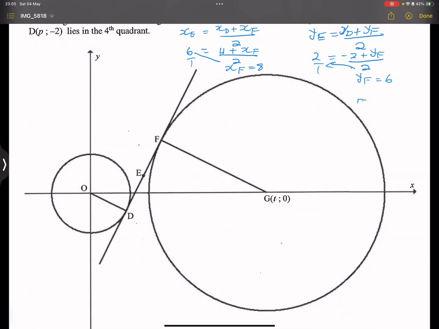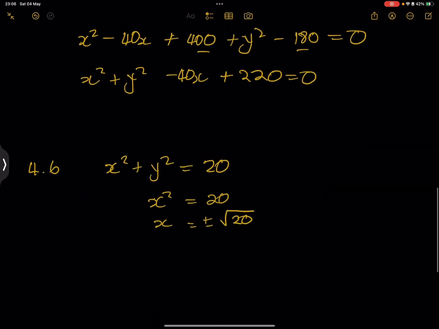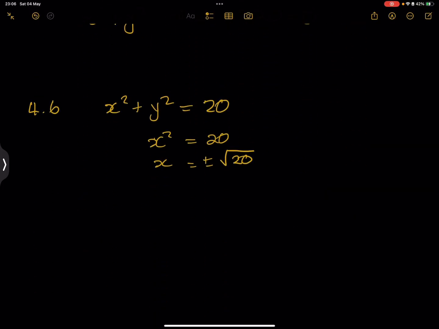So I want you to think about it. This value here and that value over there. So this value is minus root 20, and this would be positive root 20. Okay, right, and in this case, for the other circle, the bigger circle, what would be our x-intercept?